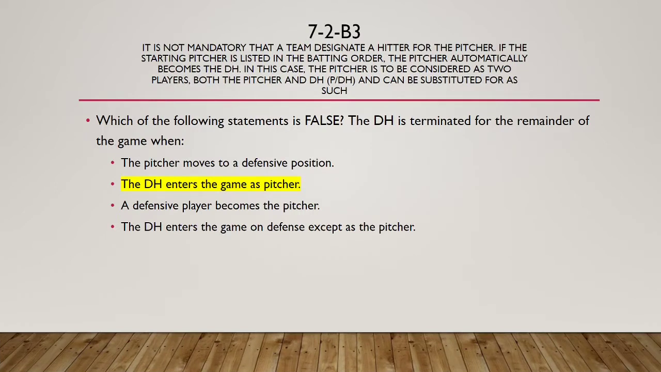Which of the following statements is false? The DH is terminated for the remainder of the game when the DH enters the game as pitcher. So there are 3 points here when a DH will be terminated. That's if a pitcher moves to a defensive position, a defensive player becomes a pitcher, and the DH enters the game on defense except as the pitcher. So 1 and 4 very similar there. This is Rule 7-2-B3. So the DH would be terminated and it would be a 9-player lineup where the pitcher has to hit for themselves if any of these 3 things happen.